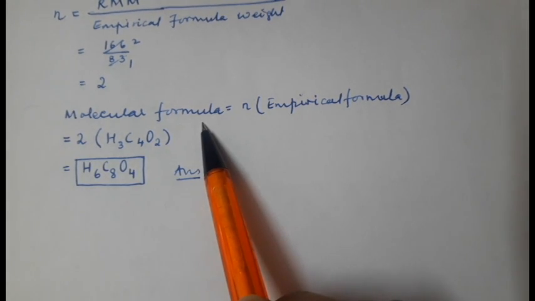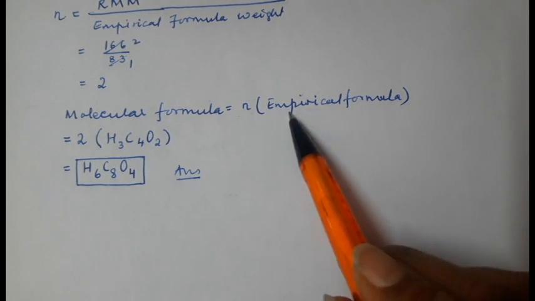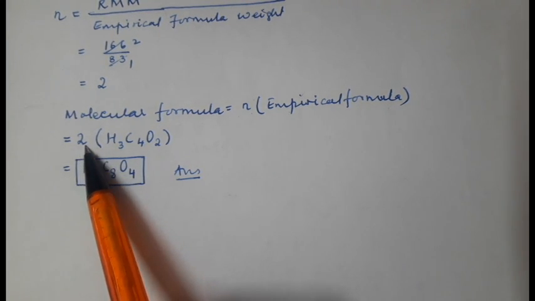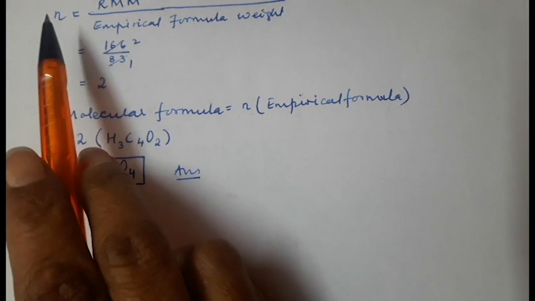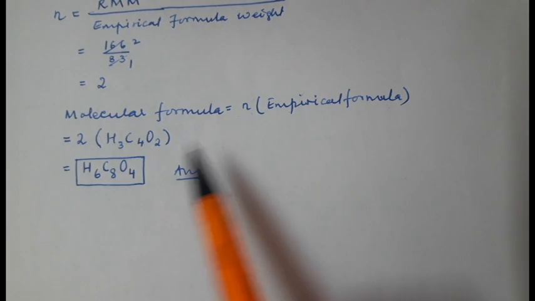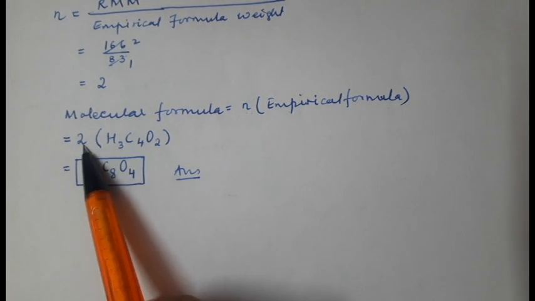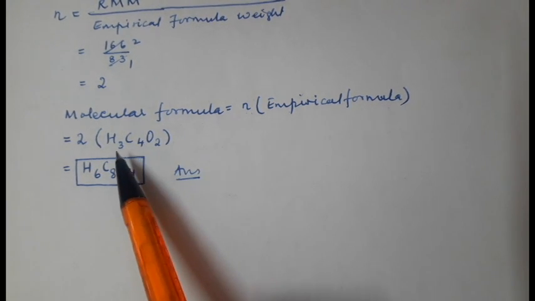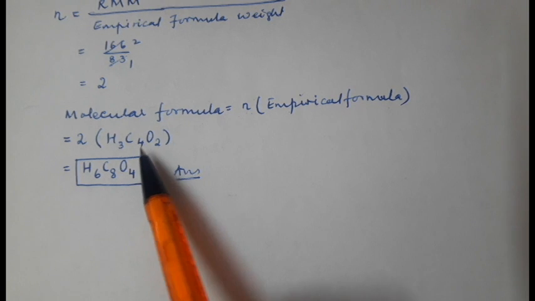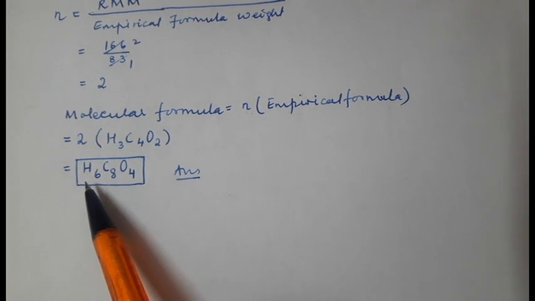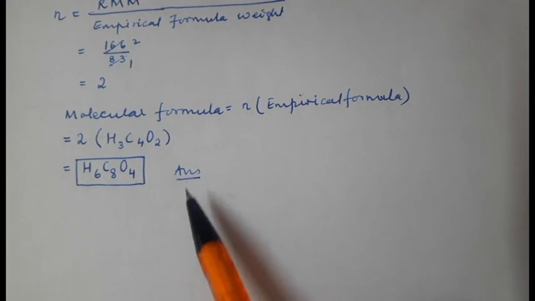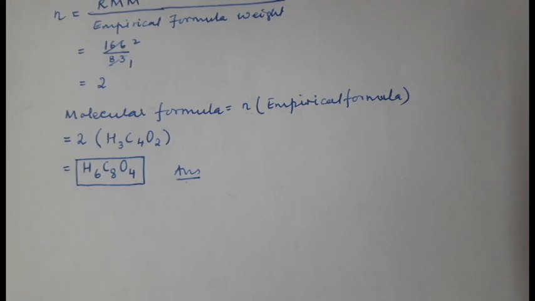Molecular formula is n times empirical formula. So it is 2, as we have the value of n as 2. So we substitute for n 2, and our empirical formula which we found out earlier was H3C4O2, and that gives you the molecular formula as H6C8O4, and that is our answer.